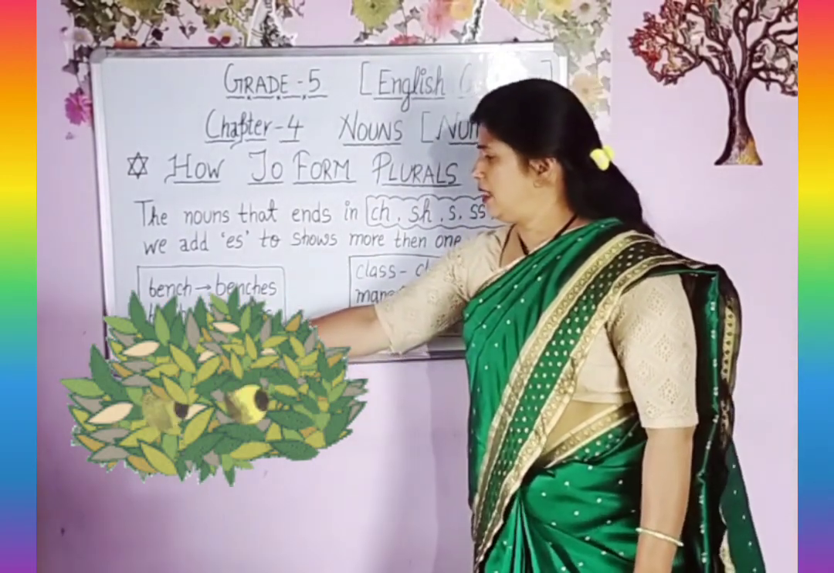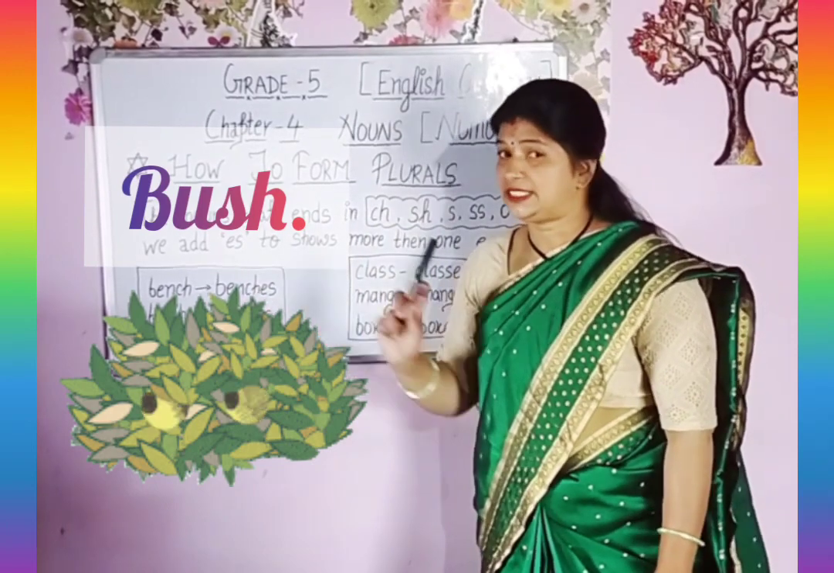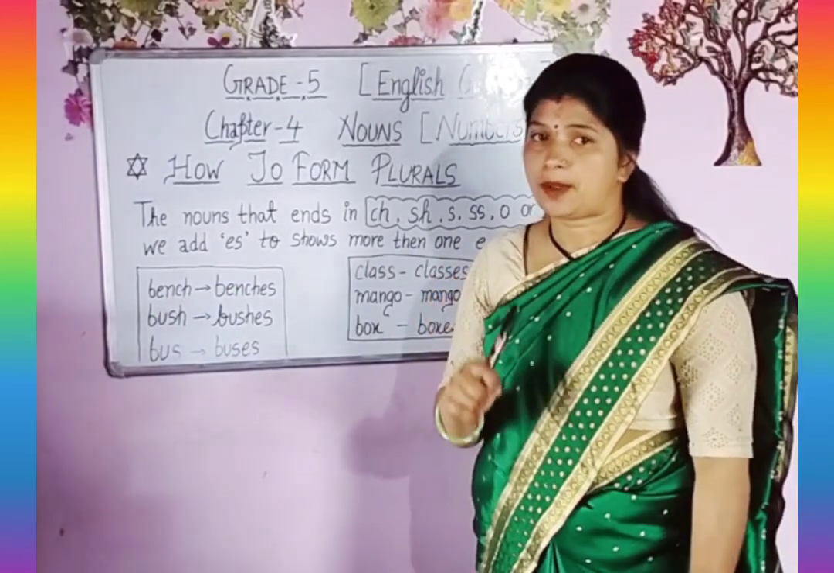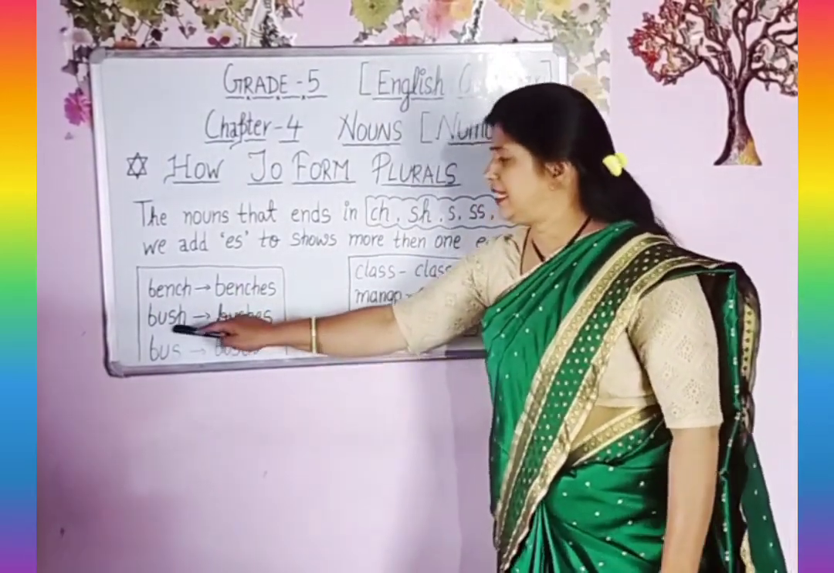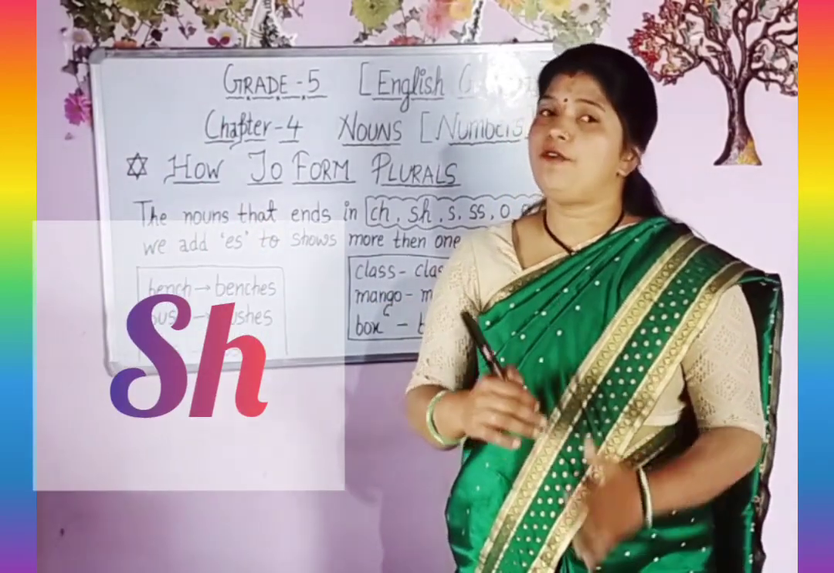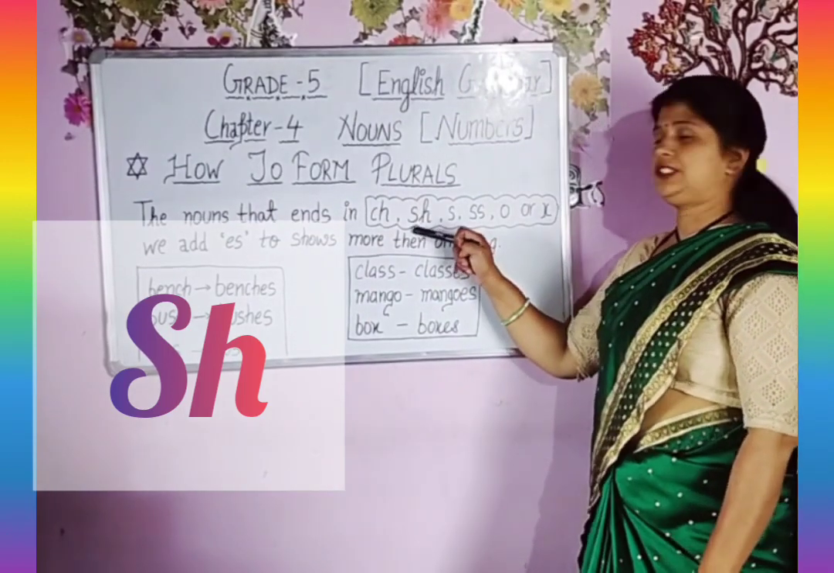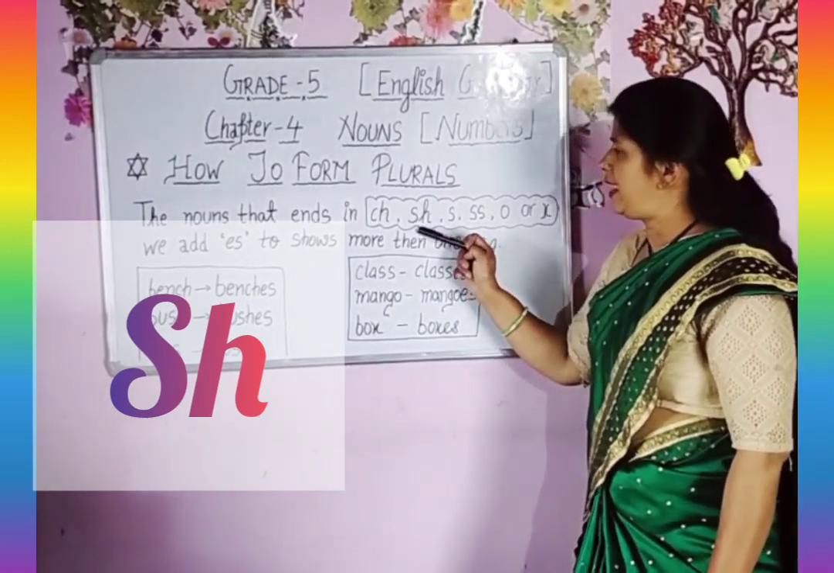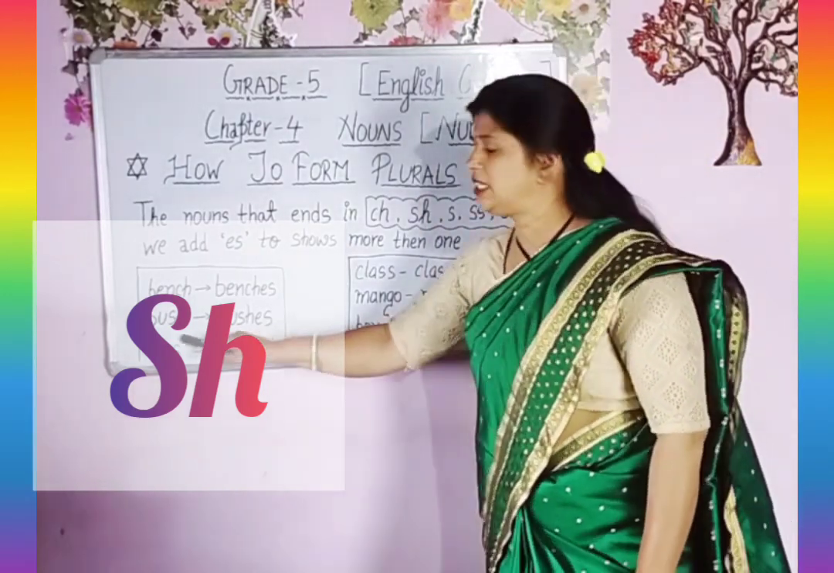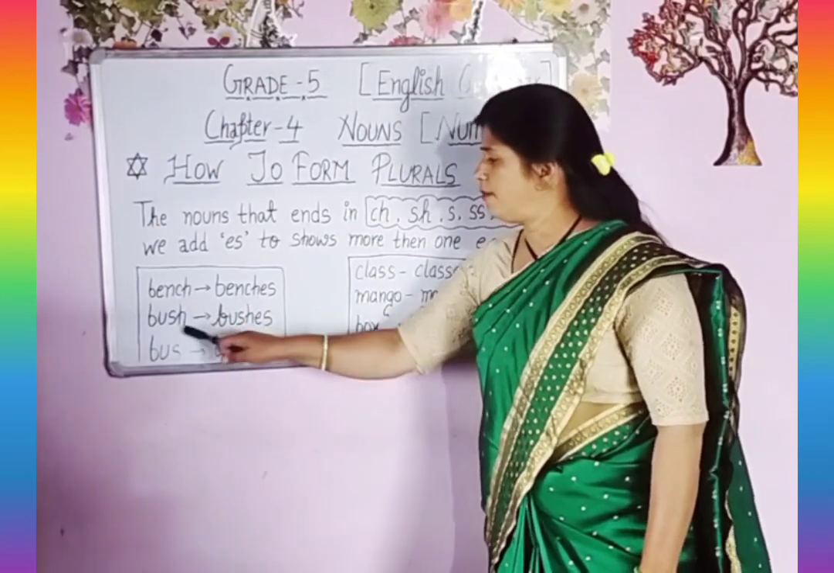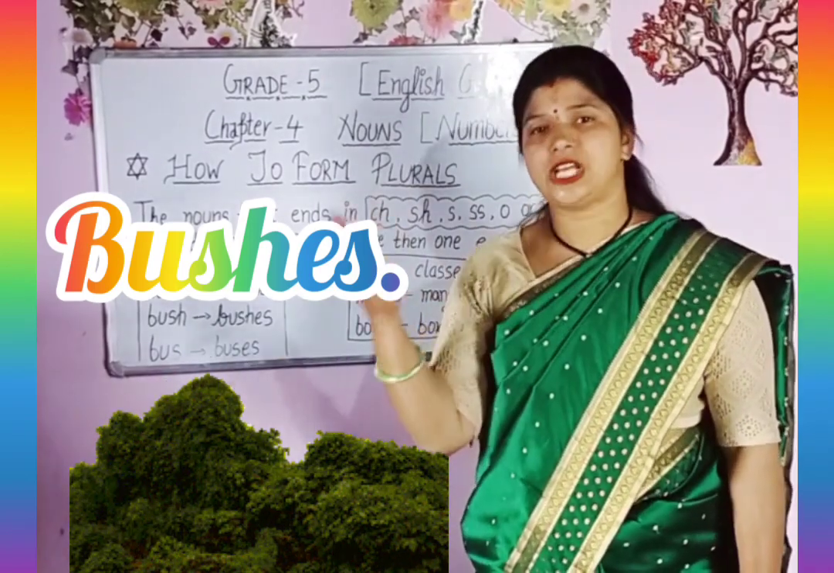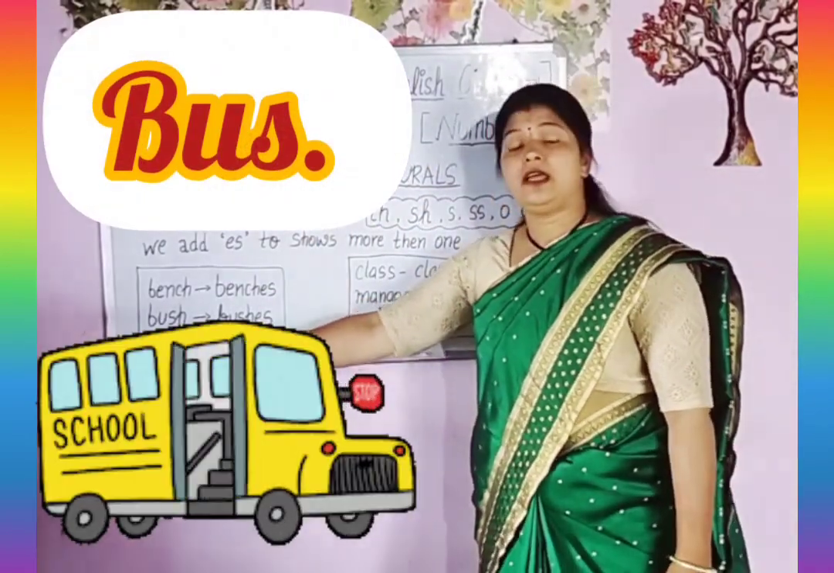Now see the second one, B-U-S-H, bush. Bush means jhadi. If we have to change it into the plural form, we see that the word bush ends with SH. Whenever it ends with SH, as I said, CH or SH, then we add ES to the singular form. Now it has become bushes. Bushes means jhadiyan.